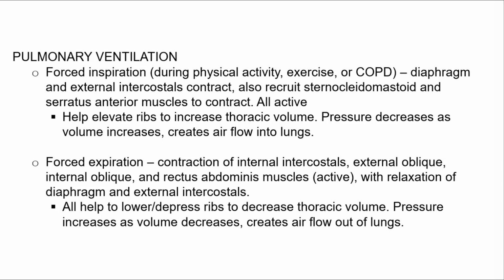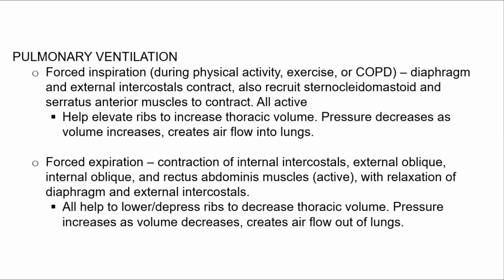During forced inspiration, which occurs during physical activity, exercise, or when chronic obstructive pulmonary disorders are present, the diaphragm and external intercostals contract, just the same as with quiet inspiration. However, the serratus anterior muscles and the sternocleidomastoid muscles are also recruited to contract. The external intercostals, serratus anterior, and sternocleidomastoid all help to elevate the ribs and increase the thoracic cavity volume. Again, when the volume increases, the pressure within the lungs decreases, which creates airflow into the lungs.